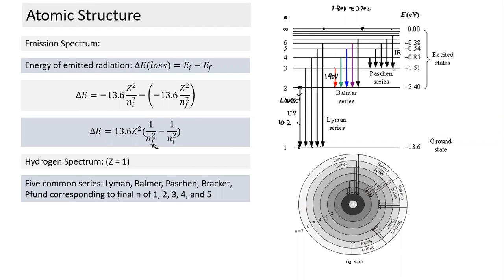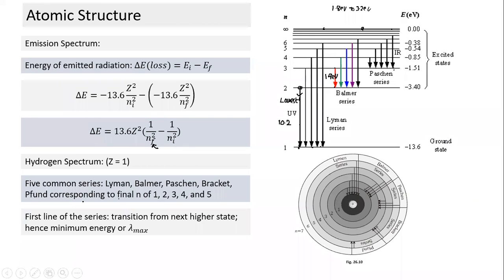The lowest energy corresponds to the minimum difference in n. In the case of the minimum, ni will be just higher by one number. That is the minimum energy gap. And the maximum energy gap corresponds to ni is equal to infinity. Okay, those are the two points we need to understand. The first line of the series is the transition from the next higher state, hence minimum energy or maximum wavelength. So this radiation will lead to the maximum wavelength corresponding to the Lyman series.